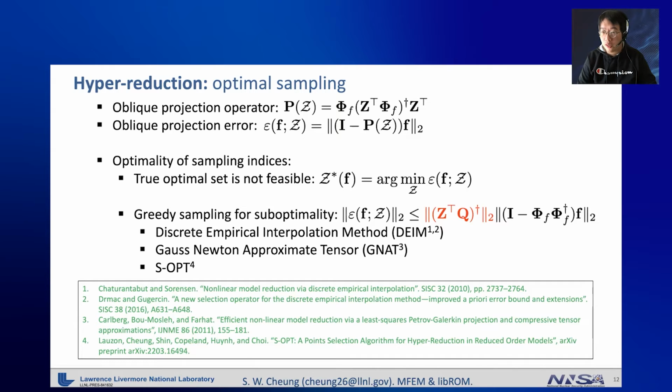There are different approaches in this line, including the DEIM, GNAT, and S-OPT. The precomputation of the sampling indices using these algorithms is all implemented in libROM.